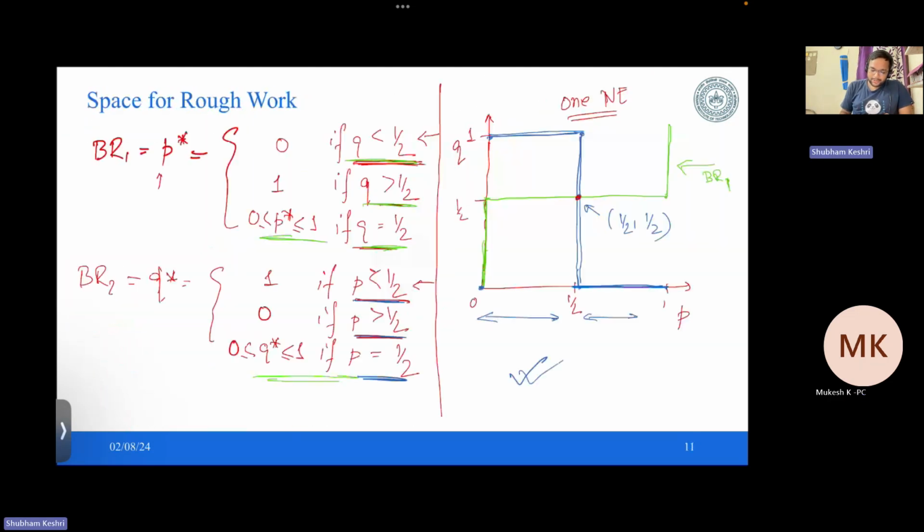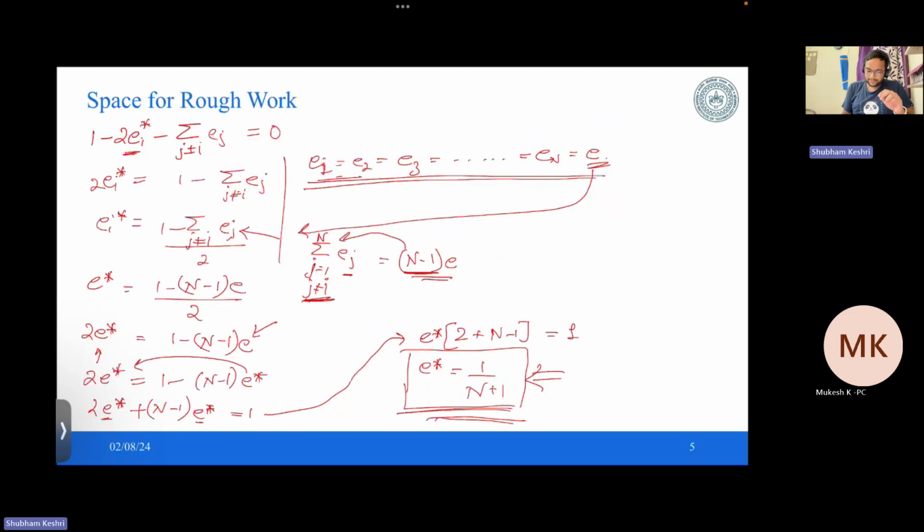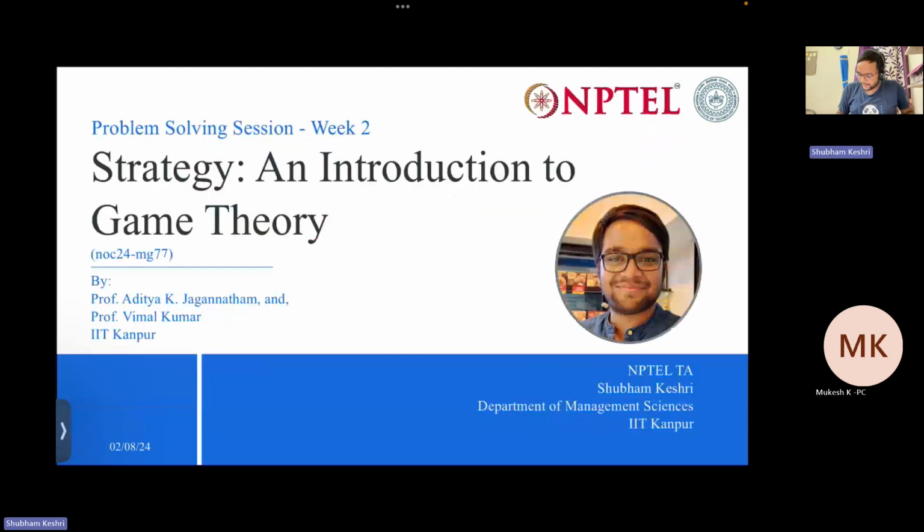So I'll just conclude. I am Shubham Keshri. I am doing PhD in Management Sciences at IIT Kanpur, along with the other TA, Aarti. Aarti is actually in some other department. My department is Management Sciences. My area of research is Operations Research, and I am not exactly working in game theory. I have studied this course as my coursework. My area of research is integer programming, heuristic and algorithm development, and so on.